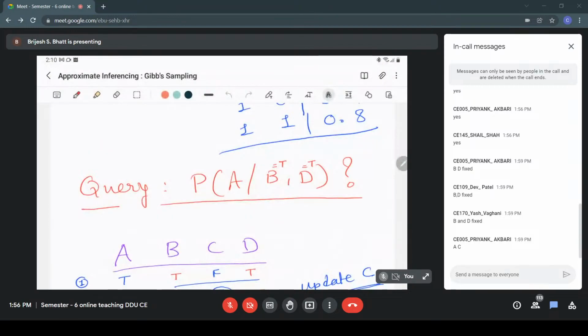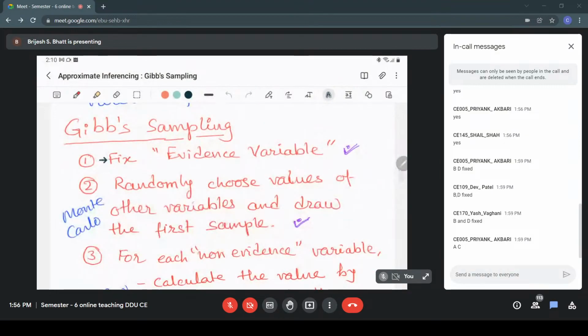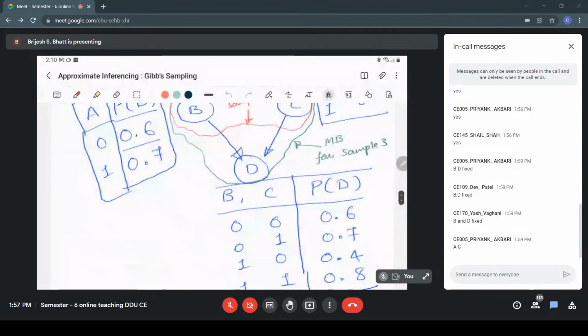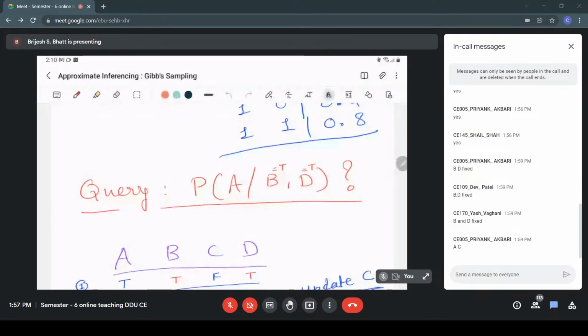Just to give you idea of whether we are consistent with the algorithm or not, let's see this. Step 1 is fix evidence variables. Second is randomly choose value of other variables and draw the first sample. We have finished step number 1 and 2 here, and we got this sample. T, T, F, T: A is equal to true, B is equal to true, C is equal to false, and D is equal to true. This is our first sample. Now let us see what algorithm tells us.